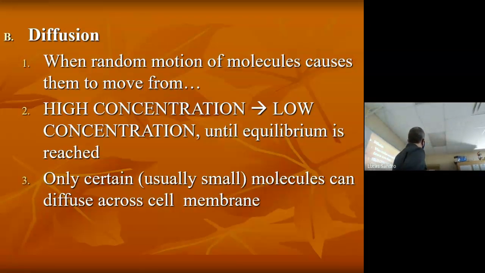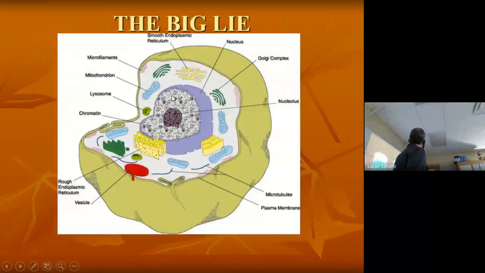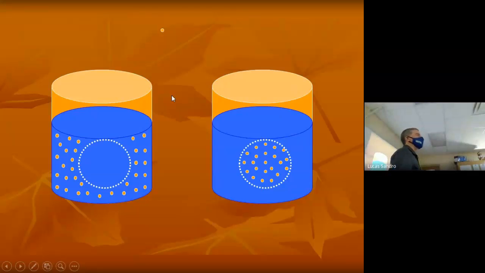It turns out some small molecules like oxygen and carbon dioxide and water can do that right across the cell membrane. So those are kind of the easy ones. And I mentioned Beaker problems, I think. Here's what Beaker problems look like.